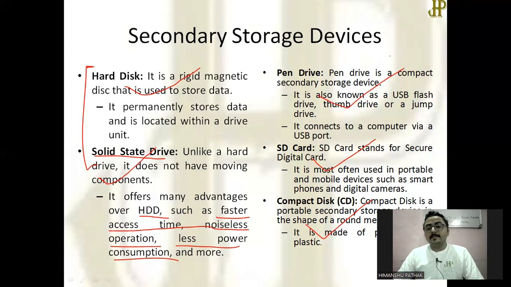SD card stands for secure digital card. So where is it used? It is generally used in mobile phones or smart digital cameras, okay, to store photos, videos, etc. And the last one is compact disc. It is a round, shiny disc which is used as a portable secondary storage device. Clear?